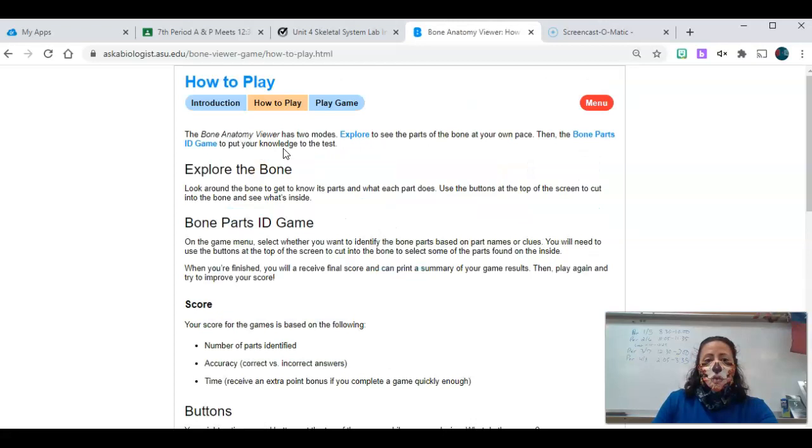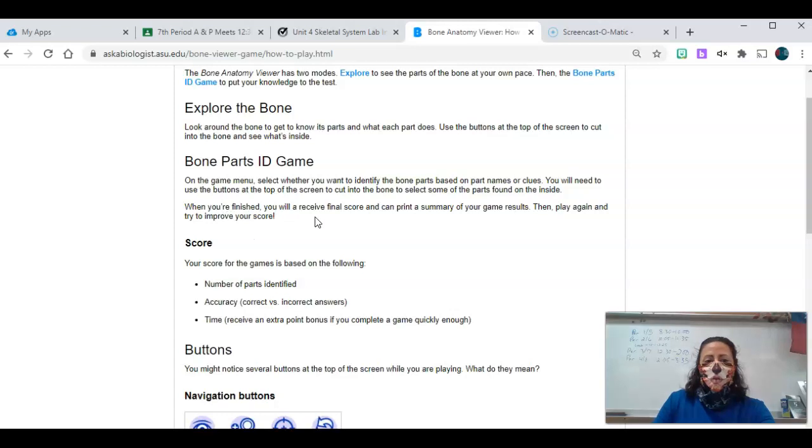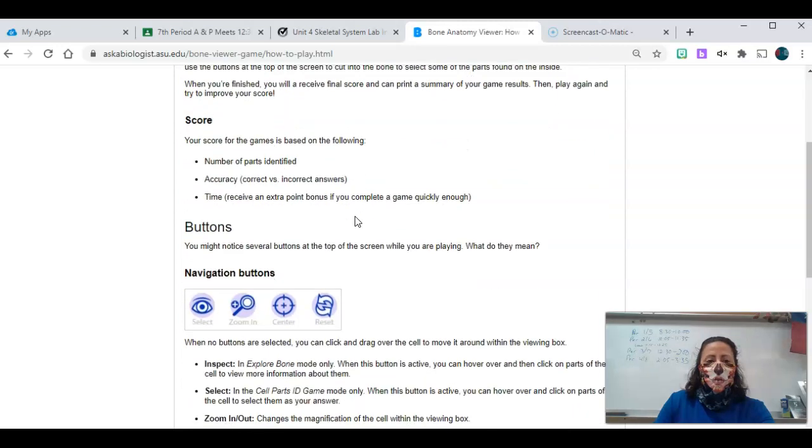So in the bone anatomy viewer, there's 2 modes. There's an explore, and then there's the identification game. You want to play with the explore a little bit before you go to the identification game. It just makes it easier for you to actually get the answers. So you're going to explore the bone on the how to play. Look around the bone, get to know its parts, and then play the identification game. When you're finished, you'll receive a final score and can print a summary of your game results. You don't need to, but you could.